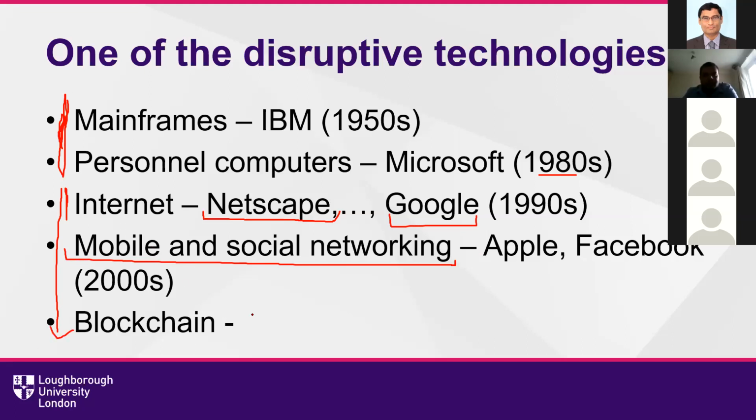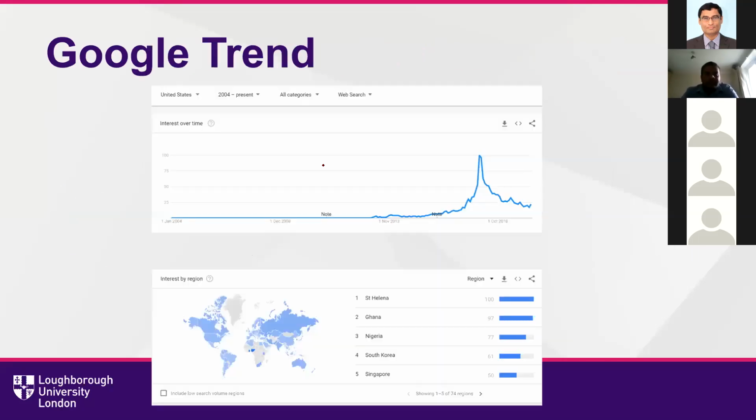And around 2008 or 2010, blockchain became one of the disruptive technologies, right? You can compare the disruption of blockchain with Apple and Facebook or Netscape and so on. So it became one of the disruptive technologies, right?